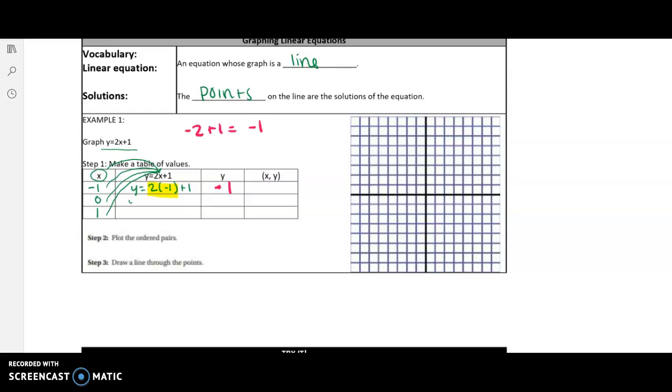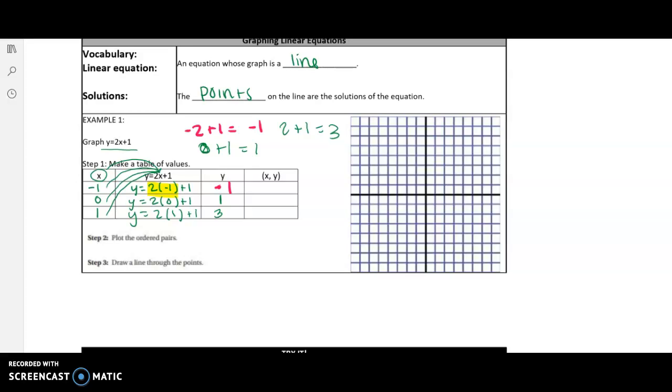So y equals 2 times 0 plus 1. And so 0 times 2 is 0. And then plus 1 gives us 1. So we have positive 1 here. And then y equals 2 times 1 plus 1. So we have 2, because 2 times 1 is 2. And then plus 1, which gives us 3.